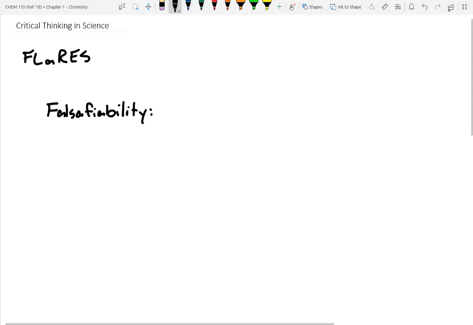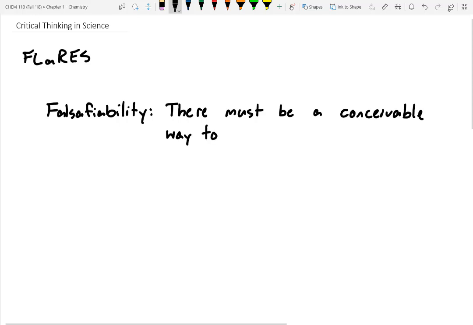Basically what that means is that your testable prediction has to have some way of being wrong, right? If you have a prediction that is always going to be proved right, that's not a very good prediction. So falsifiability fits in there. So there must be a conceivable way to prove your claim false. Seems pretty simple.